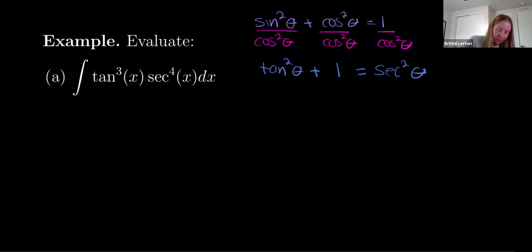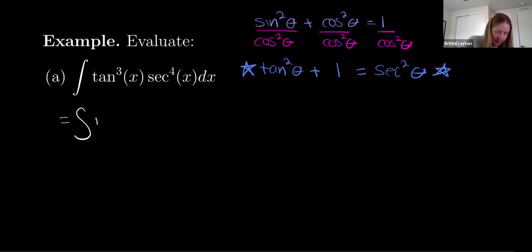So that's going to be a really useful one for us. Maybe we don't write that one down as often as the sine squared plus cosine squared, but we really should start writing it down just as often. It's going to show up a lot. So let's do this integral. Tangent cubed times secant to the 4th.